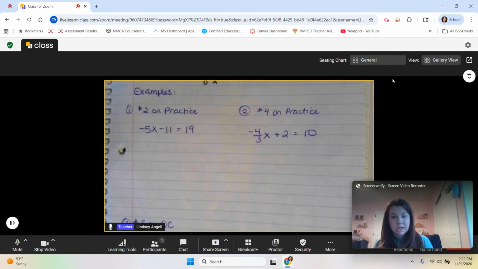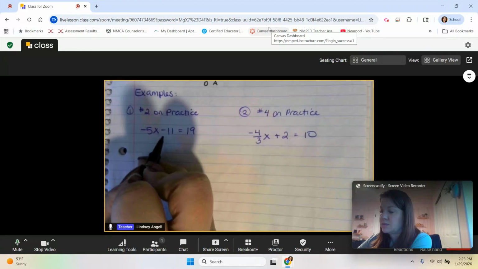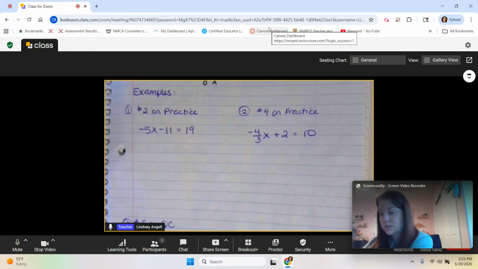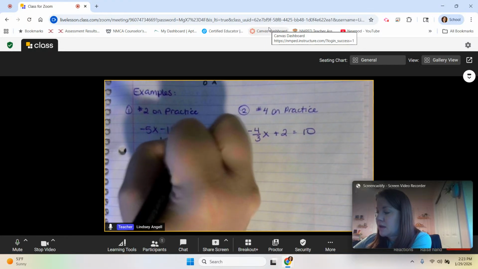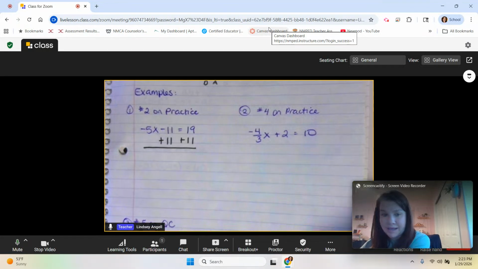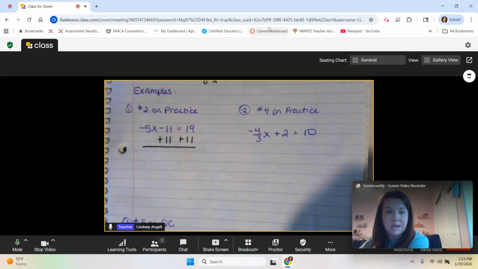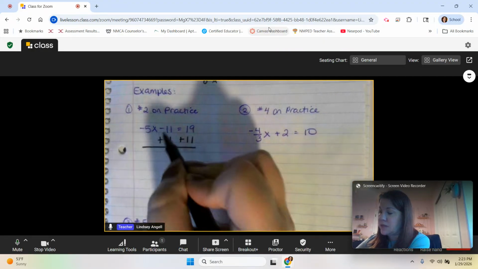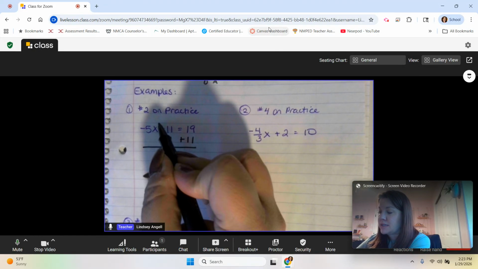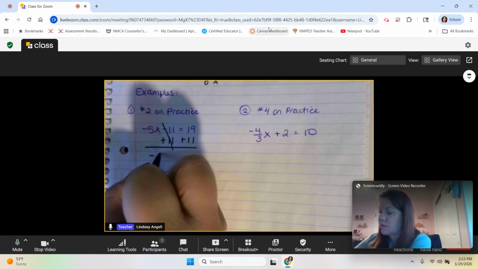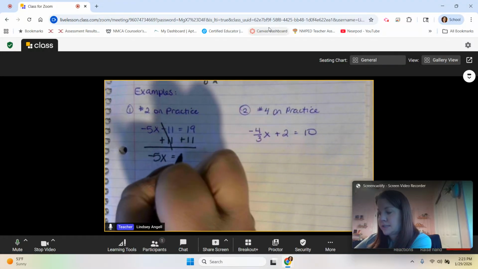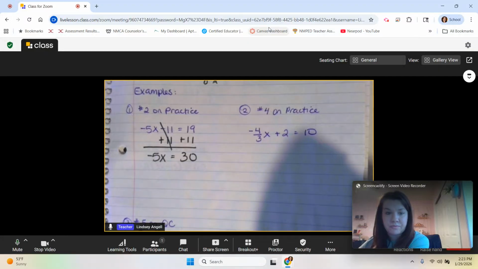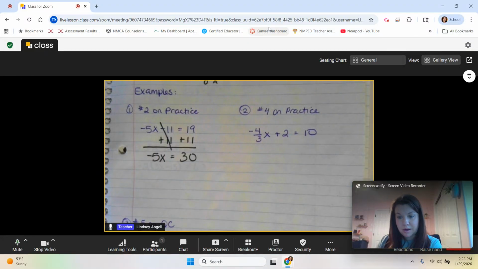So first we're going to get rid of addition or subtraction, which in this case, right now we are subtracting 11. So in order to get rid of it, we are going to add 11. And we're going to do that on both sides because we want to make sure that we keep the equation balanced. Negative 11 plus 11 is 0, so those cancel, and we have 5x on the left, and then 19 plus 11 is 30. Okay, we're getting there.